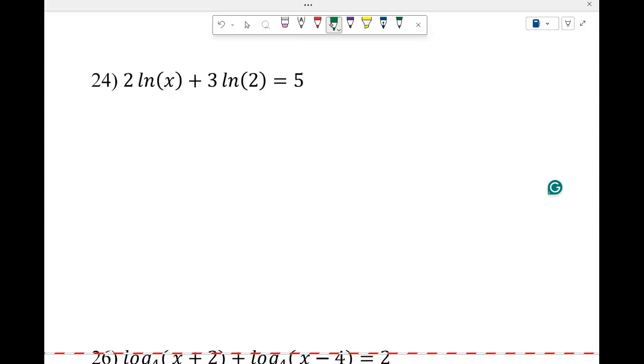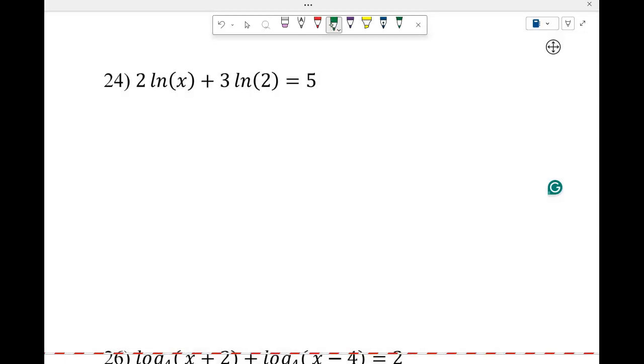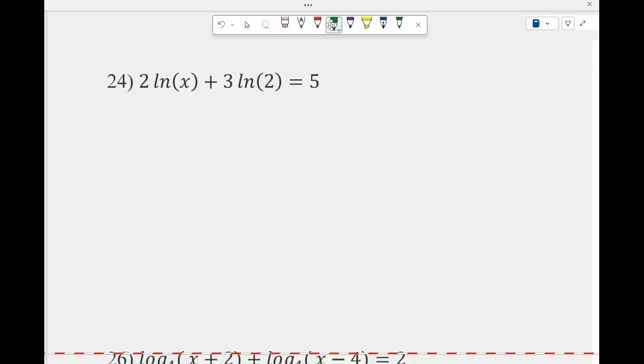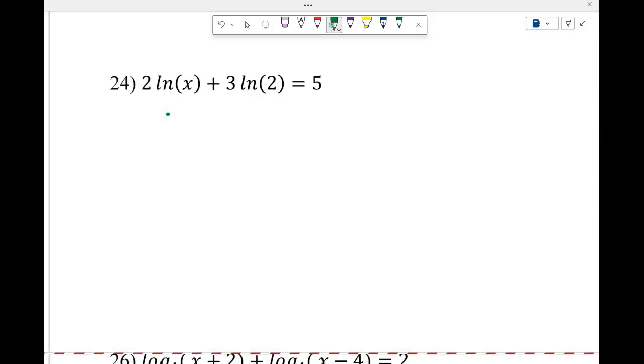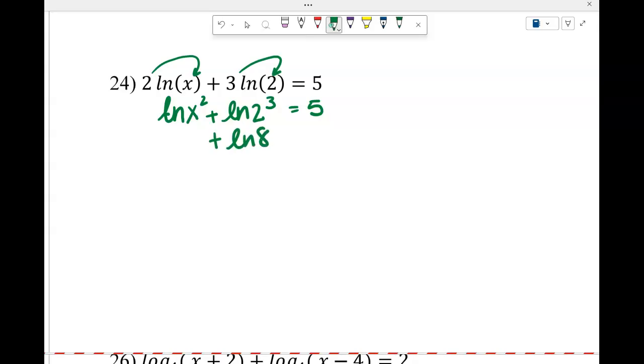So the first property, we need to rewrite the coefficient as an exponent. So we are going to write natural log, this 2 becomes a power, so x squared, plus this 3 becomes a power, so natural log of 2 to the third. 2 to the third is 8, so it equals 5. So natural log of 8. This is natural log of x squared equals 5.